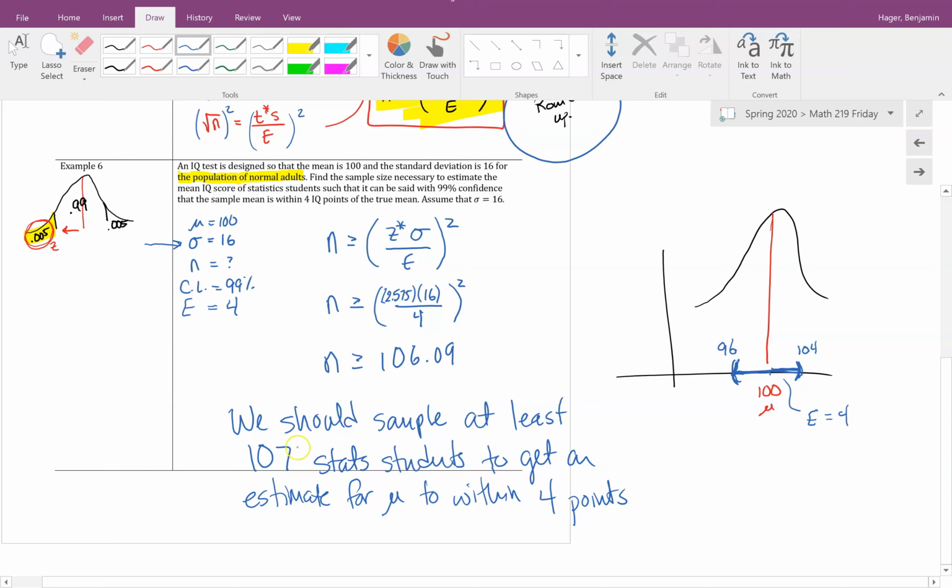So we need to sample at least 107 students to ensure that the interval I create is going to be within 4 units of the mean. All right? Which actually doesn't have to be like how I drew this, because remember my sample could be, I kind of drew it centered right on the mean. It doesn't have to be that. It could be a little left or right.